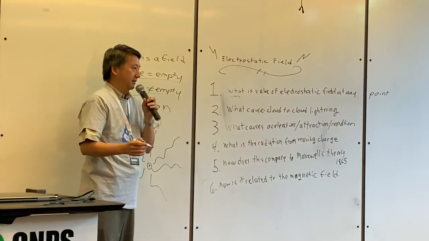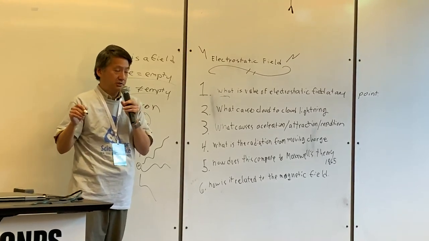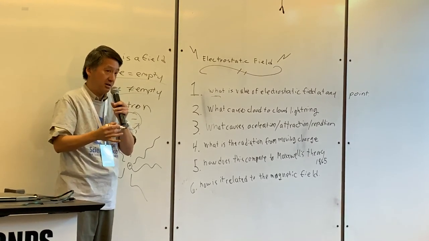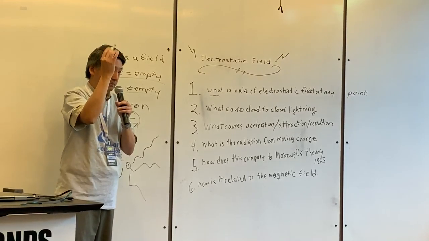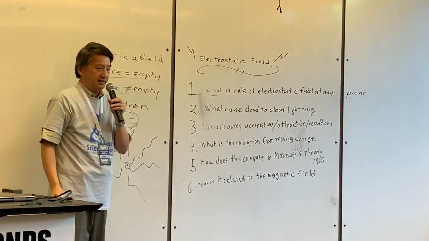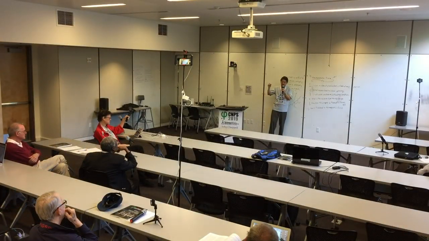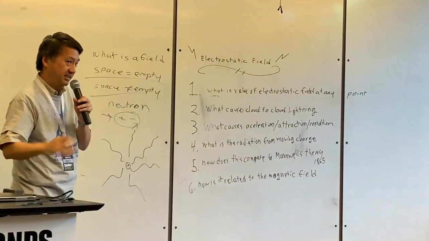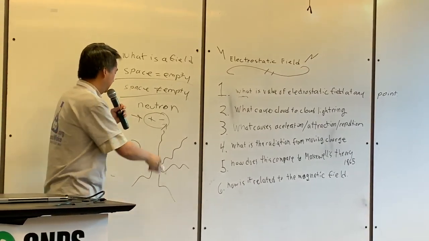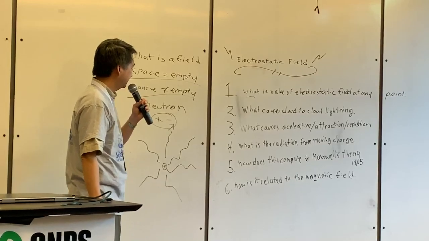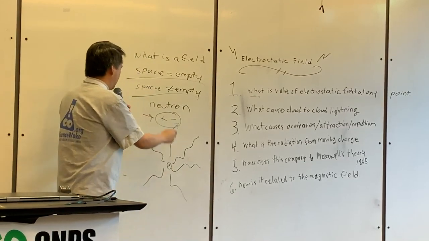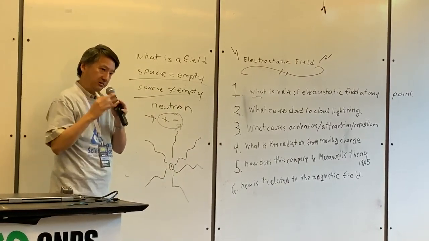So number two, what causes cloud-to-cloud lightning? Well, I don't think, like I said, this is particularly relevant to the mechanics, although if you look at how clouds form, they do charge separation. Basically, all of the negative charges tend to migrate to the bottom, all the positive charges tend to migrate to the top. So it's not terribly surprising that you might see a discharge between the negative part of one cloud and the positive part of the other. That's how I explain cloud lightning. Just due to the charge separation, it's a fully mechanical thing. It doesn't really have anything to do with the electrostatic field itself.